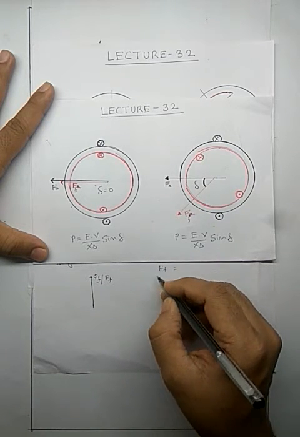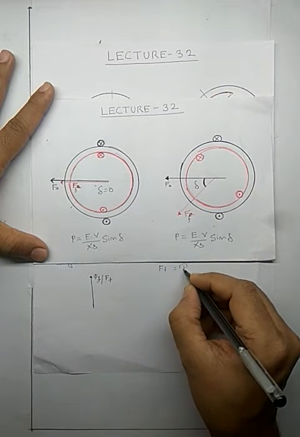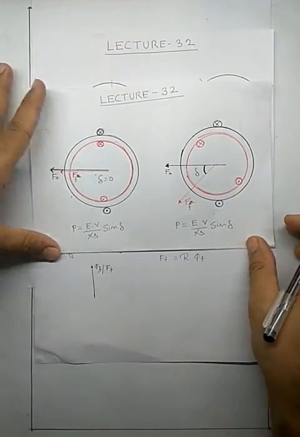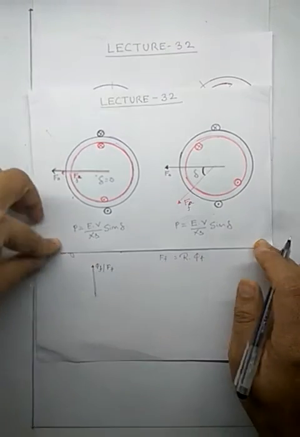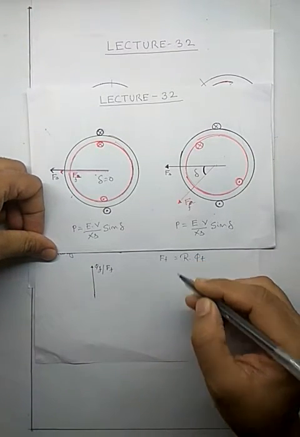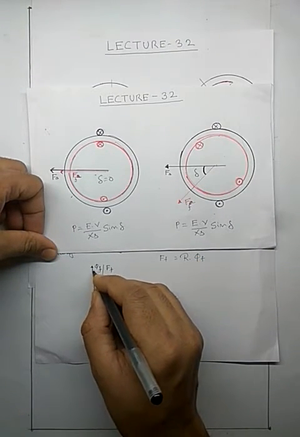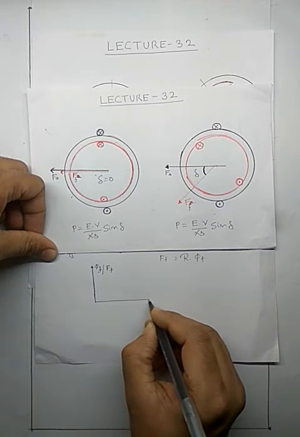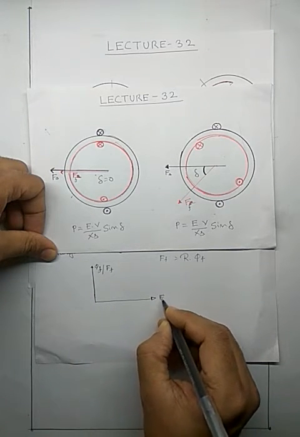This is MMF F, which is equal to reluctance times phi F. So the relation between MMF and flux is a scalar multiplication by the reluctance of the air gap. So this is my flux. Perpendicular to my flux was E of f.